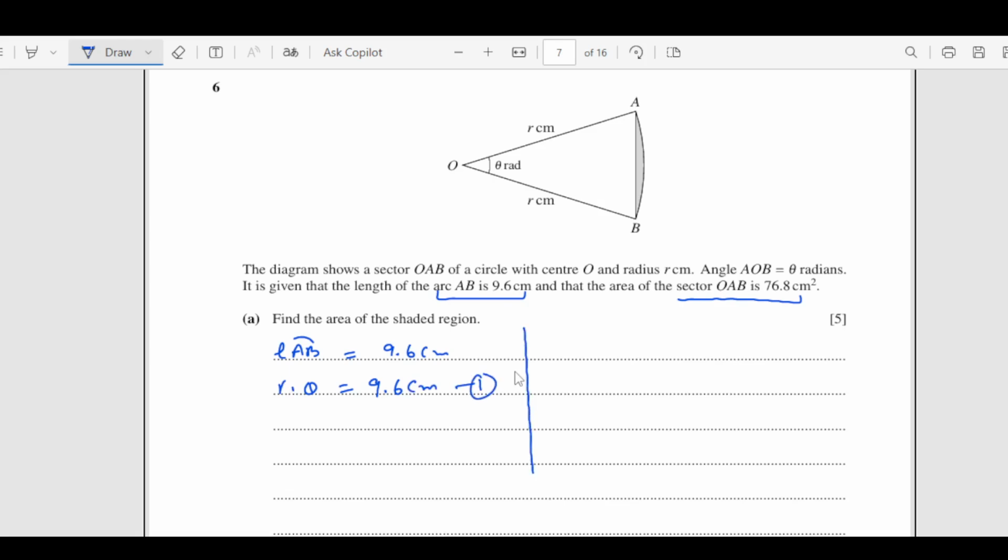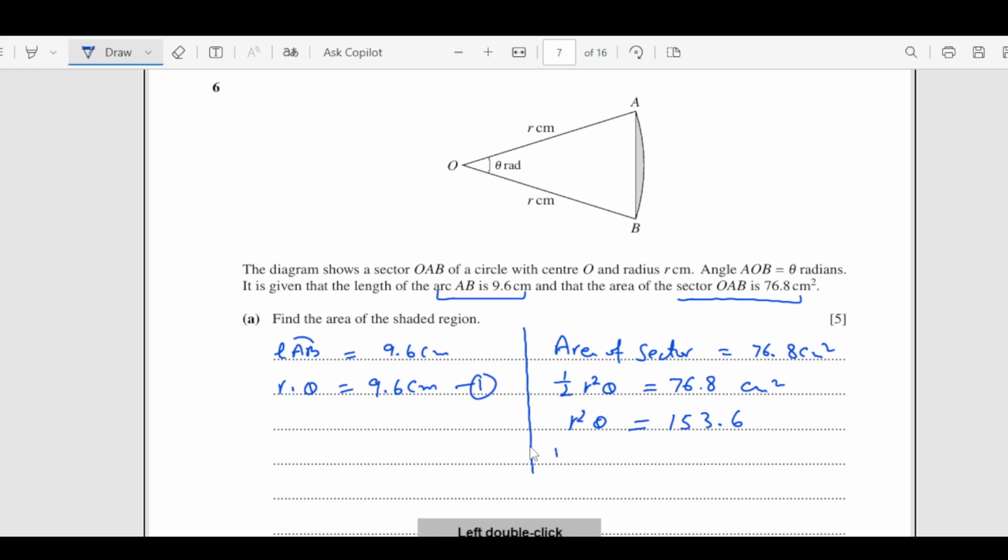Another thing given to us is the area of the sector. The area of the sector is 76.8 centimeters squared, right? The formula of area of a sector is half r squared theta equals 76.8 centimeters squared. So when you multiply this by 2, this will become r squared theta. 76.8 times 2 will give you 153.6, right? So from here, we can easily write it down as r into r theta. Is that okay?